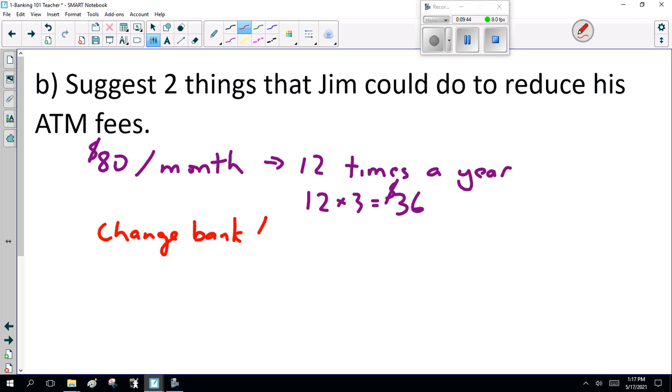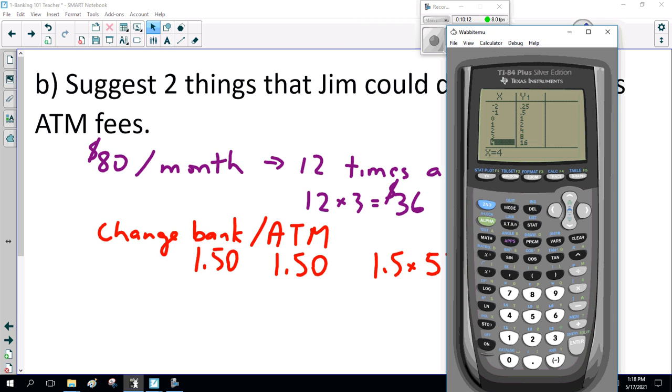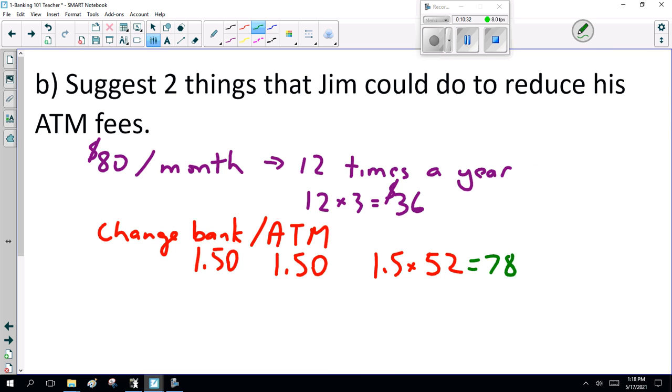Change bank or ATM. Because he's paying $1.50 from his own bank and another $1.50 to use that ATM. Or walk a little. Is there one of his own bank's ATMs nearby that he can walk to and save himself $1.50? Because $1.50 times 52, that's $78. He could save that if he used one of his own bank's machines. Or maybe he could change banks so they charge less in fees.